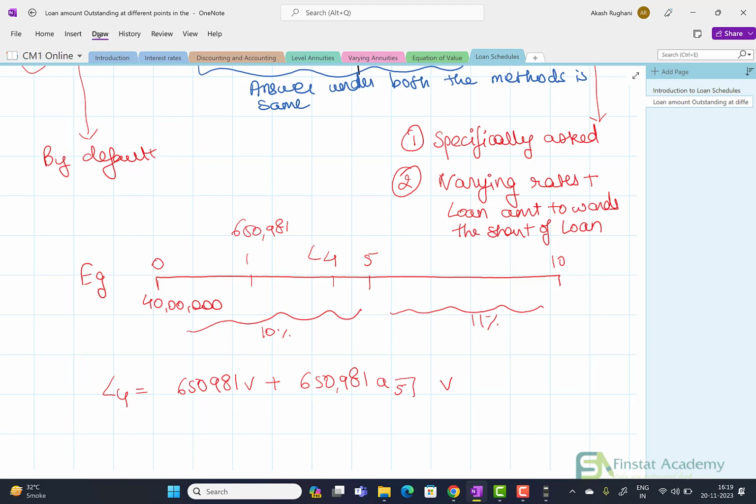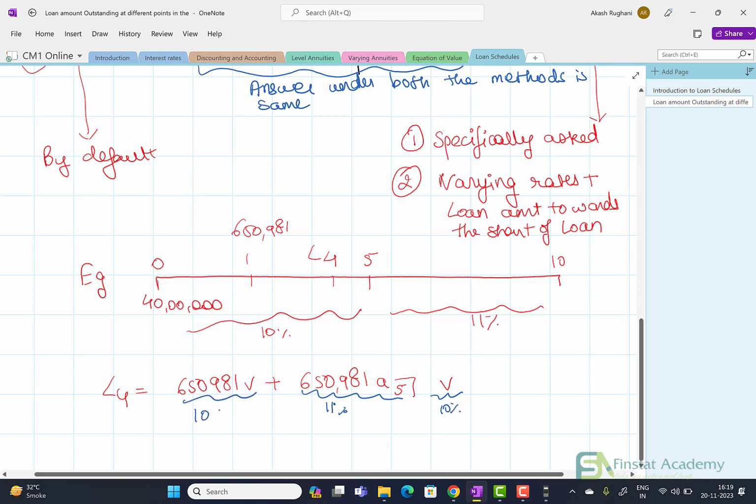Now the problem here, guys, is that this will be done at 11%. This will be done at 10%, and this will also be done at 10%. Why? Because all cash flows before time 5 will be at 10%, and all discounting before time 5 is also at 10%. So you may go wrong. There is a high probability of making a mistake.